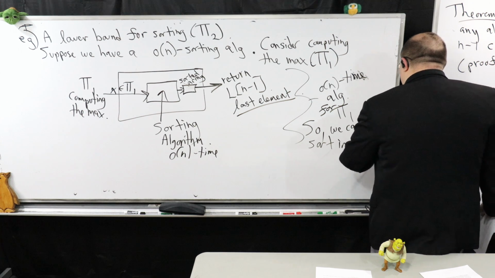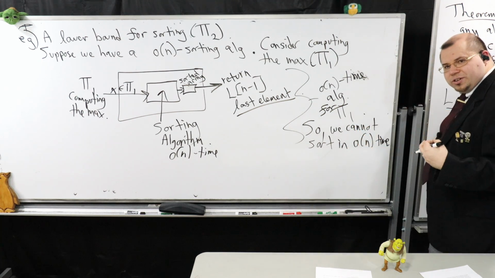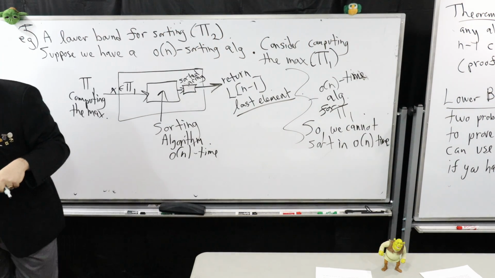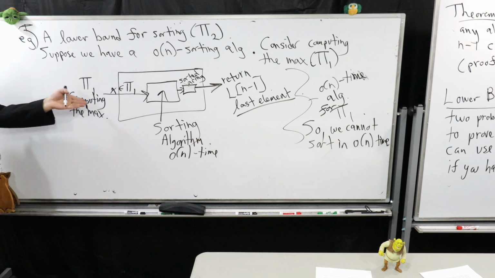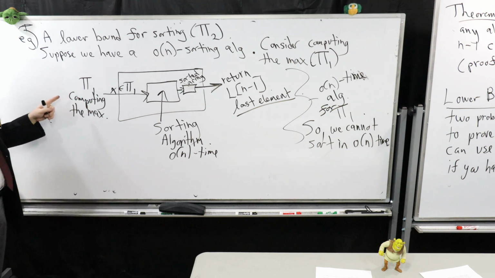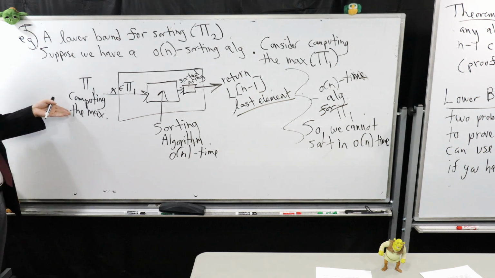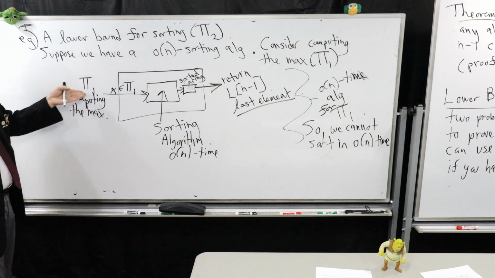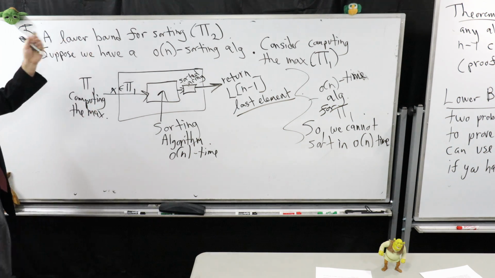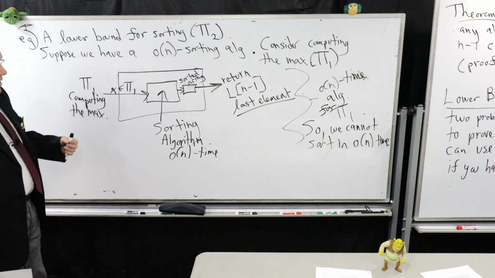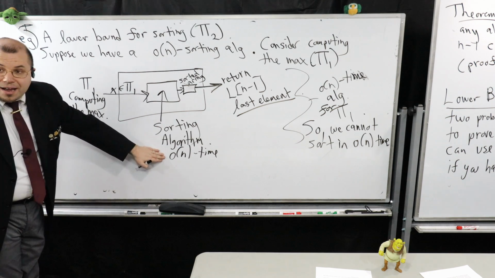In fact, the way you would craft this as a proof is using contradiction. You would assume that you have this algorithm, and then you just go through the process I did with my picture, but you write it in words. You say, okay, the input of computing the maximum is an array. I give it to this sorting algorithm. It sorts it, and keep in mind, it does it in little o of n time.